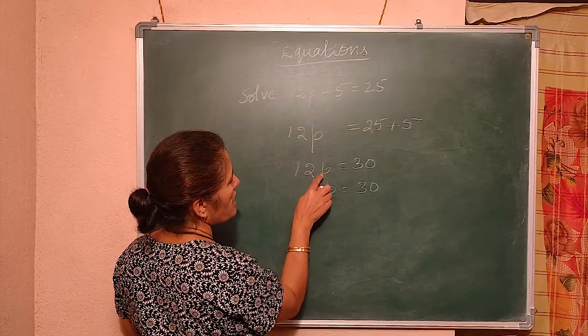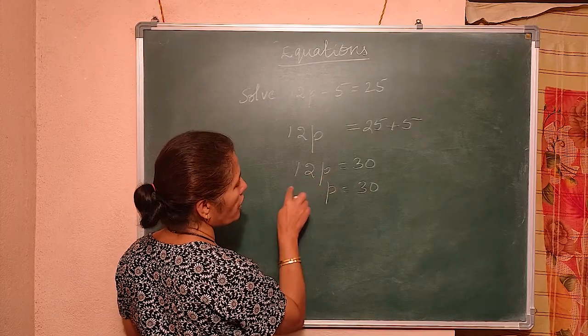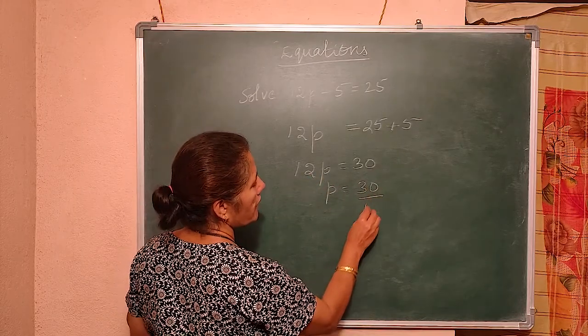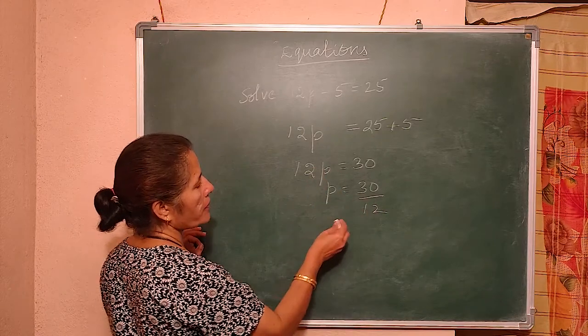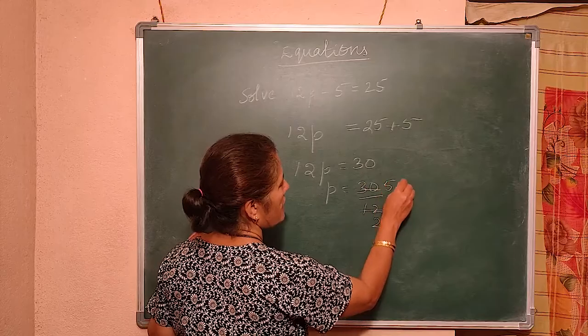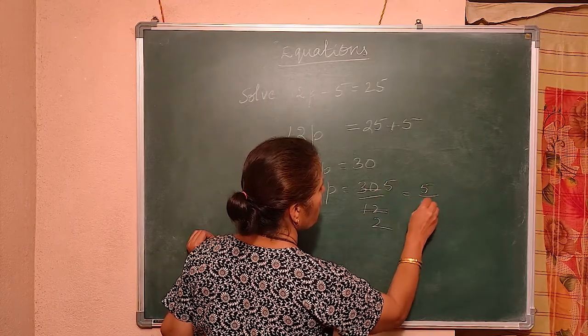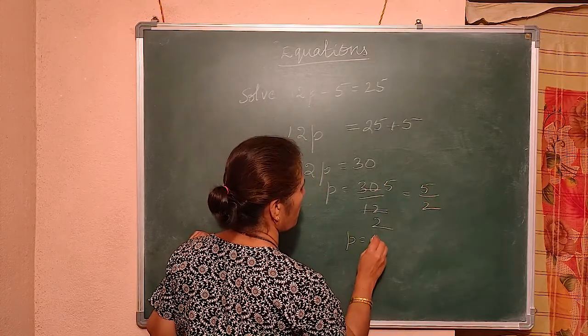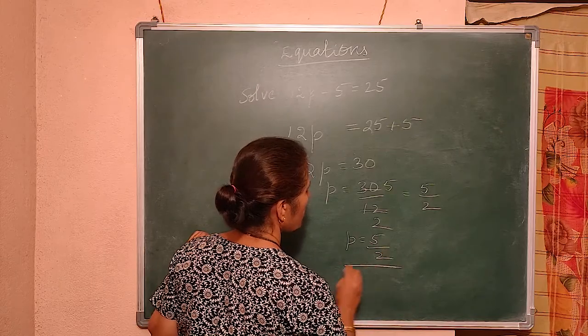See, 12p means 12 into p. So what you have to do? You have to divide. Into will become divide. So 6 2s are 12, 6 5s are 30. So p is equal to 5 by 2. P is equal to 5 by 2.